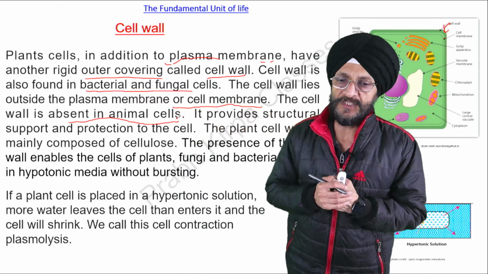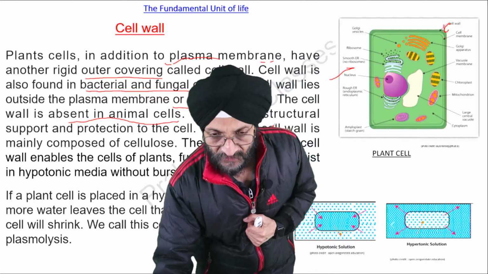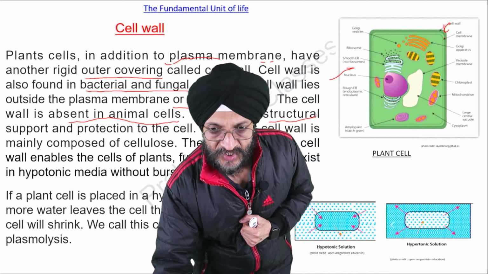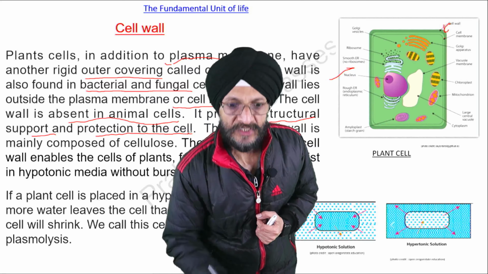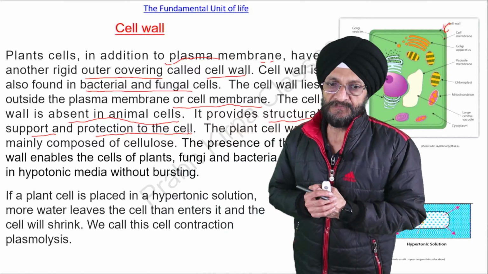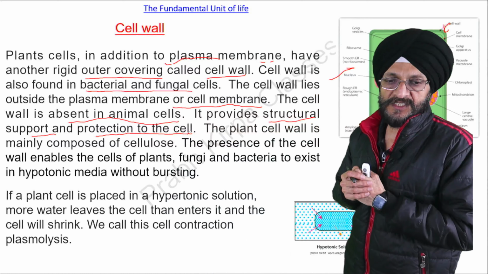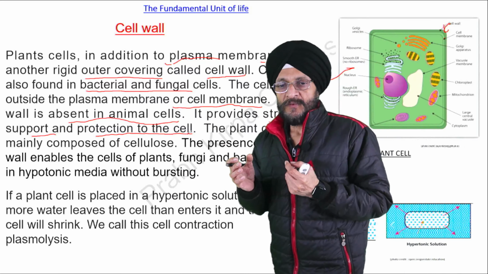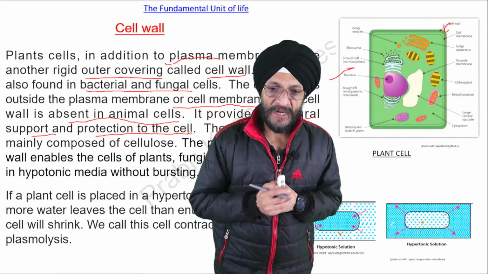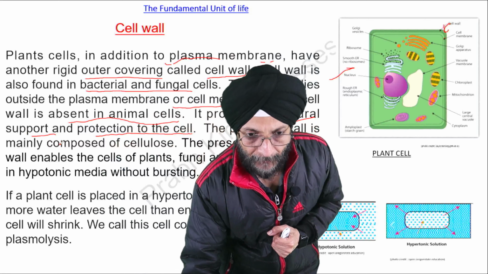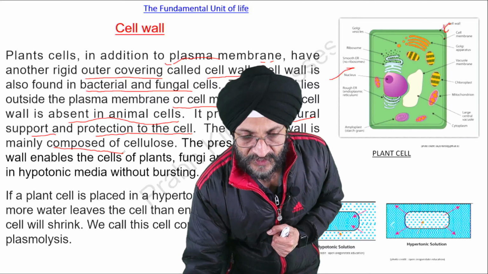What is the function of the cell wall? Cell wall provides structural support as well as protection to the cell. Now the question arises, from which material is the cell wall made? The plant cell wall is mainly composed of cellulose.